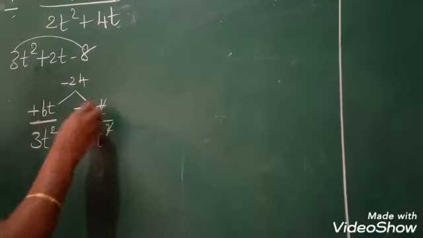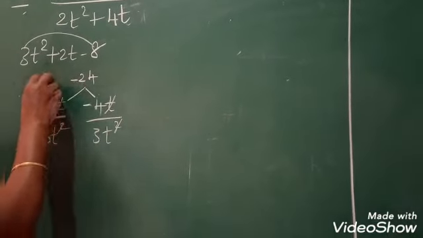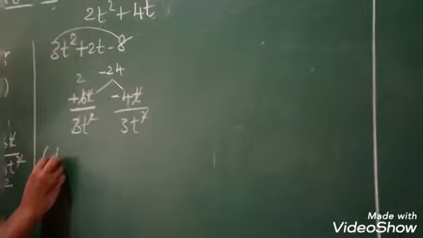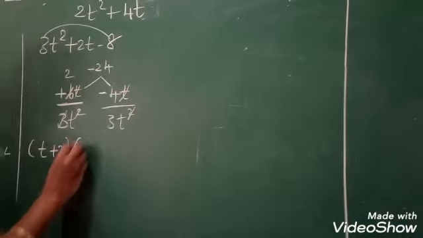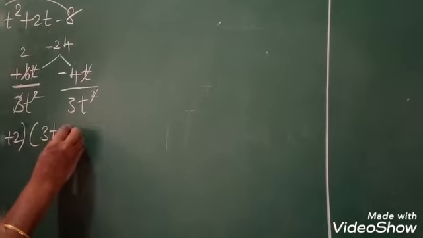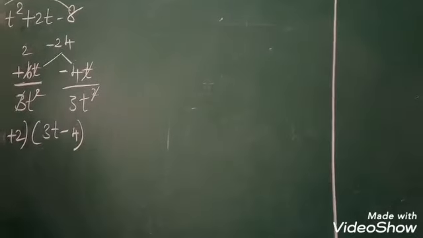Now we have to divide. Okay, the remaining factor is t plus 2 as one factor. The other factor is 3t minus 4. Okay, have you all understood?